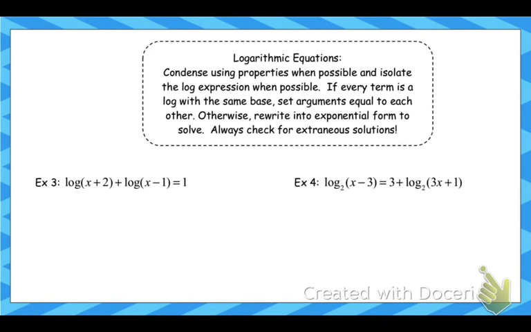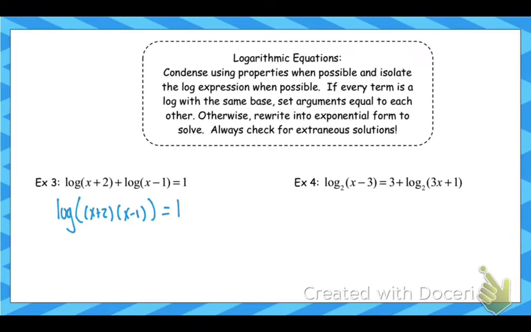All right, so again, let's just look at 2 more here. Again, if you can use those properties to condense, use those properties to condense. If you have a log equal to a log, you can just set those arguments equal. So looking at this first one, I can combine those 2 logs together on the left by multiplying those arguments. So this would become the log of x plus 2 times x minus 1 equals 1.